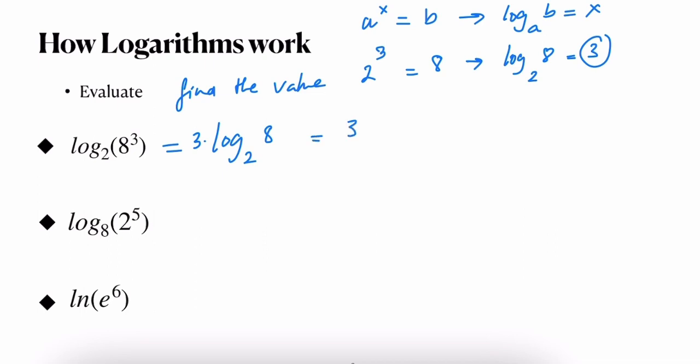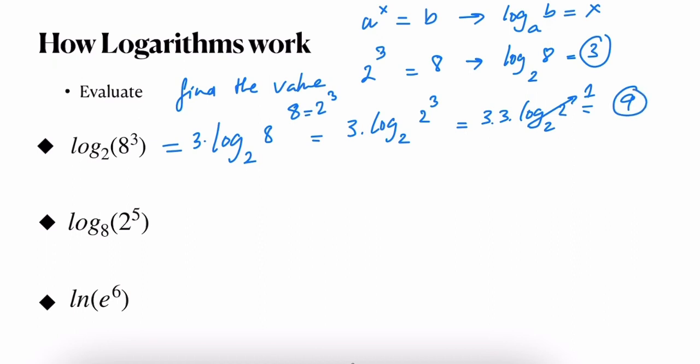And as a reminder that 8 equals 2^3, then you can rewrite 8 as 2^3, and then you can use the power rule again in order to move the 3 to the front, and you get 3 times 3 times log base 2 of 2, and we know log base 2 of 2 equals 1, so the value of this log is 9.